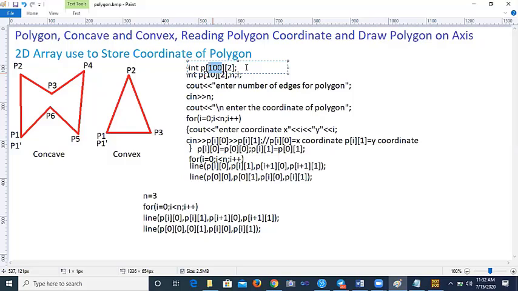So I have assigned one memory allocation. Got it? So that's why you can declare it as 10 also, or 100 also.